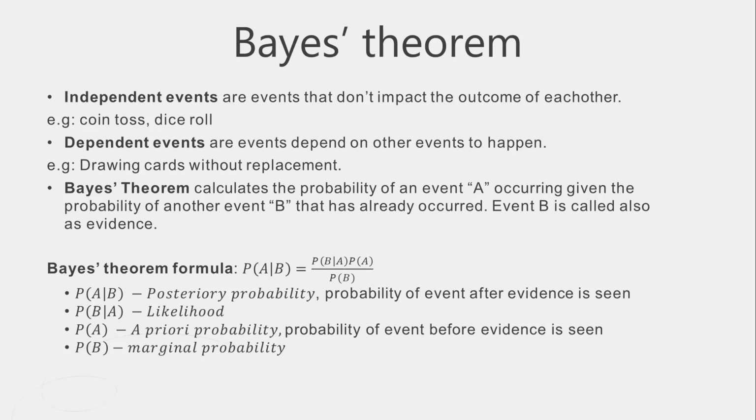The general formula for the Bayes theorem is: probability of having event A given that event B occurred equals the probability of event B given A multiplied by the probability of event A, and all of it divided by the probability of event B.